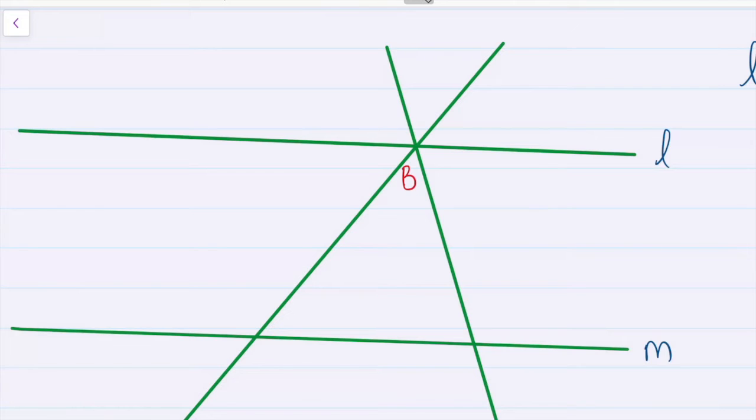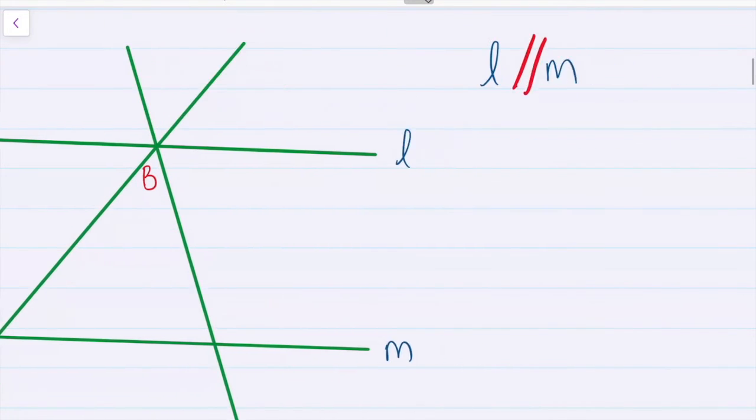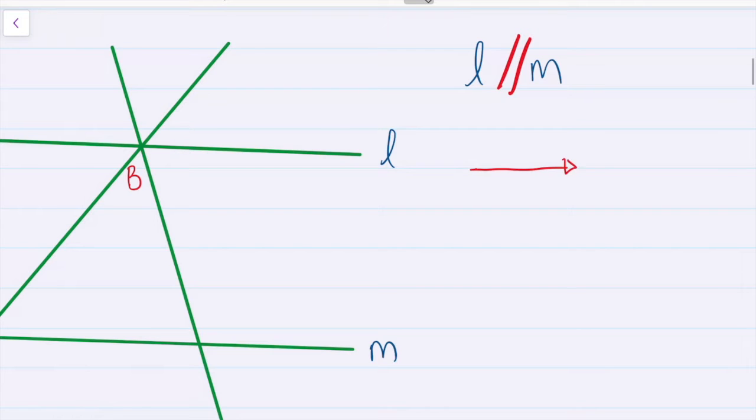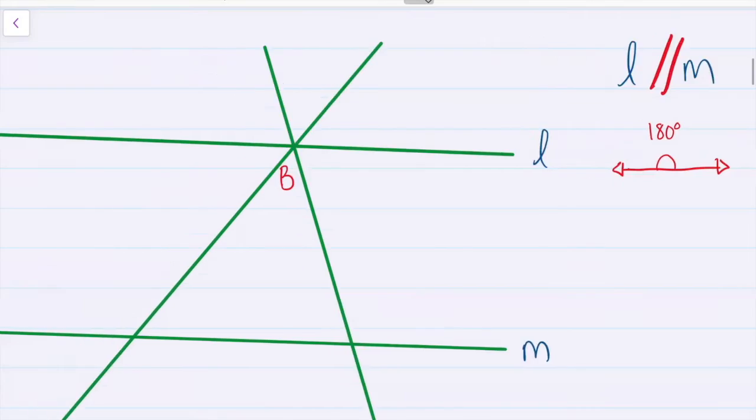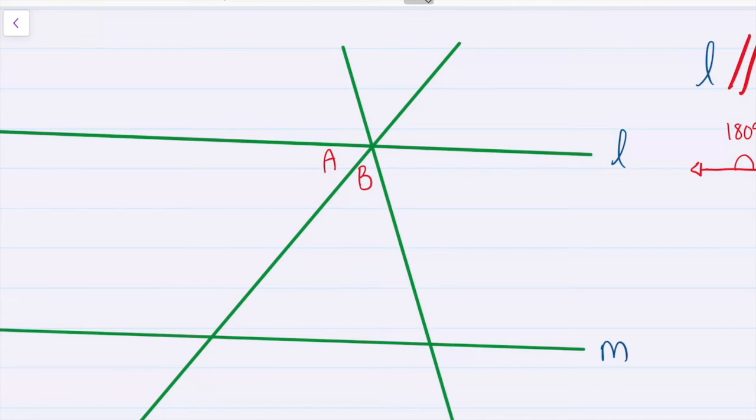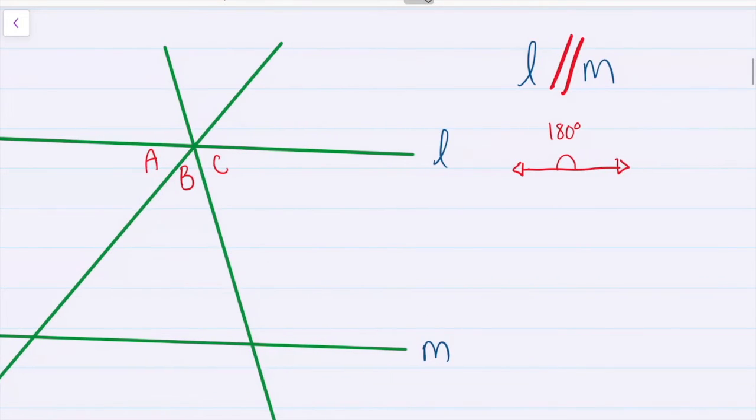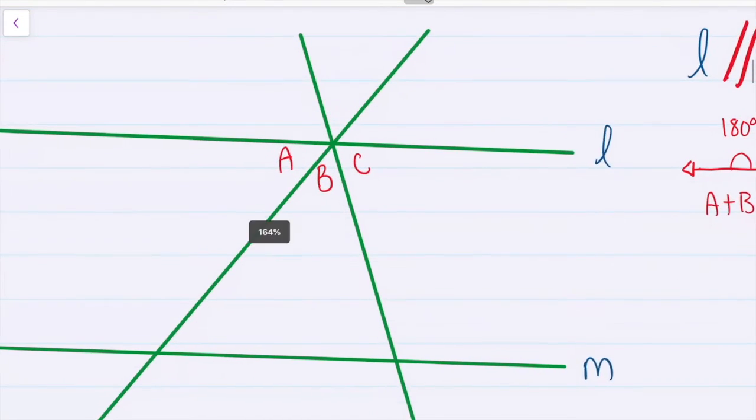Now, if you remember anything about a straight line, you know a straight line adds up to how many degrees? A straight line is actually 180. So if I call these angle A, angle B, and angle C, then you would know that A plus B plus C equals 180. Okay, now I think you're starting to get the hint of this.